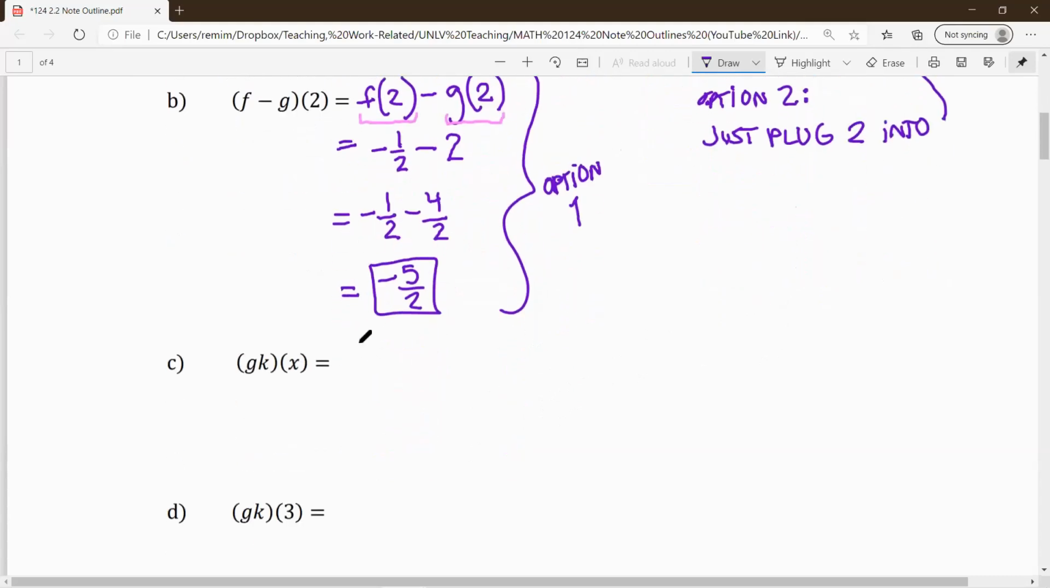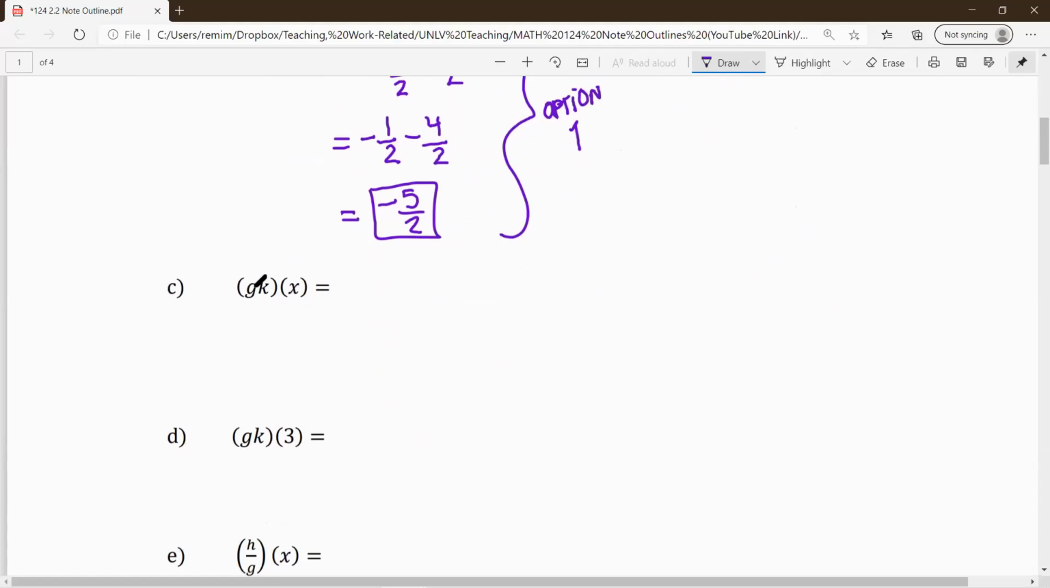So let's go on to part C. gk of x. They're right next to each other, so they're being multiplied, g times k. So that's what I'm going to write first. Write the first function, g of x, times the second function, k of x. And then we're just going to replace the g of x with what that is, and we're going to replace k of x with what that is.